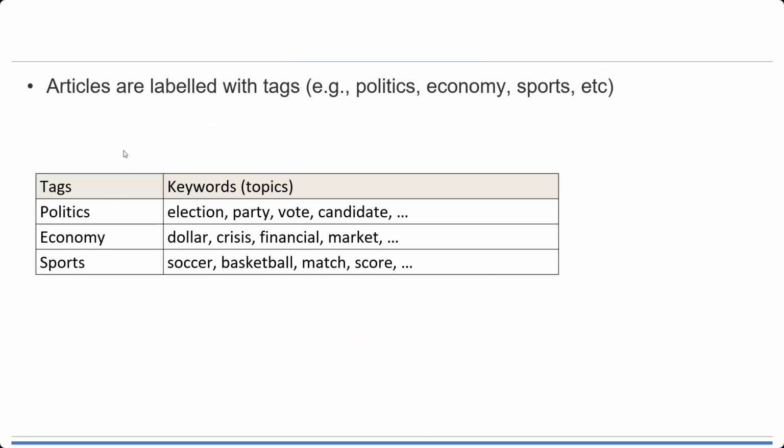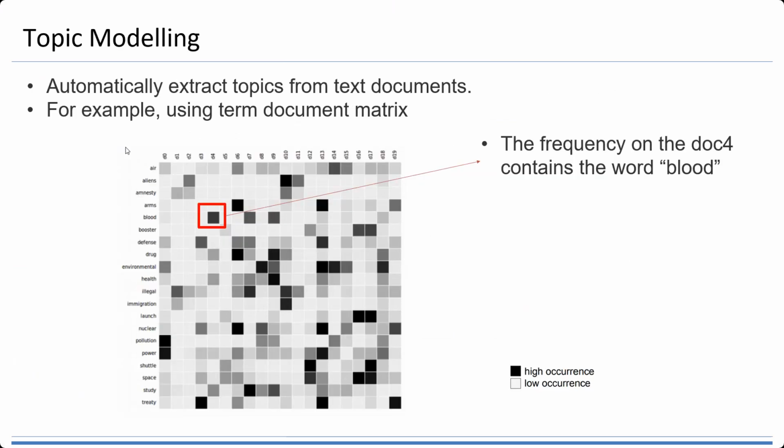Oh, I think I should delete something. Sorry, I didn't delete this one.